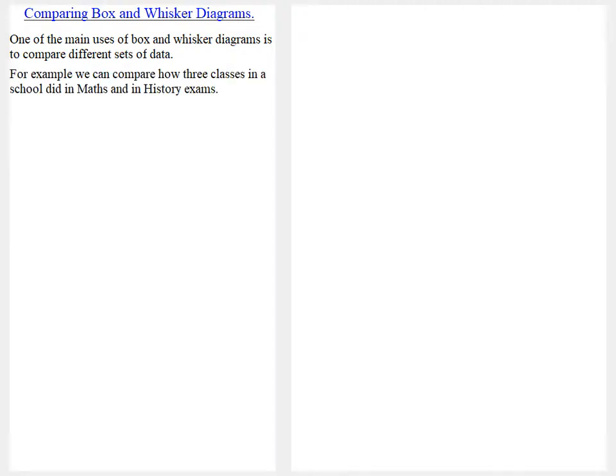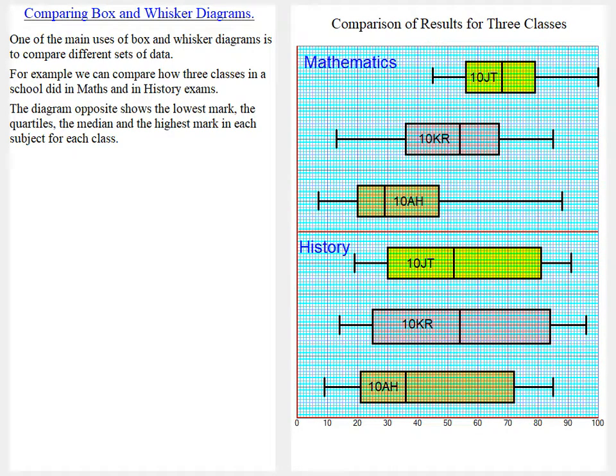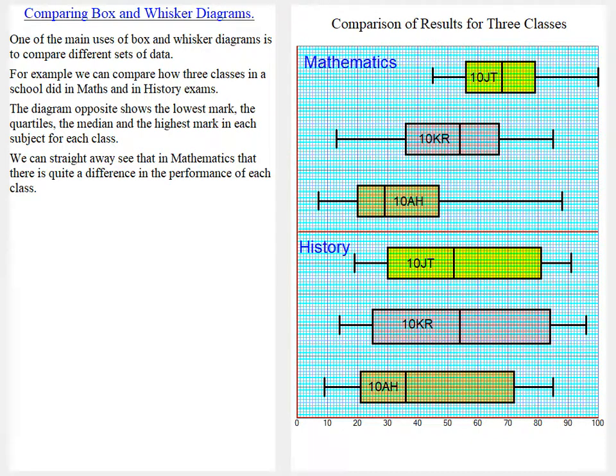Comparing box and whisker diagrams. Now one of the main reasons for drawing box and whisker diagrams is to compare different sets of data. For example, we can compare how 3 classes in a school did in maths and in history exams. The diagram opposite shows the lowest mark, the quartiles, the median, and the highest mark in each subject for each class. We can straight away see in mathematics that there's quite a difference in the performance of each class. Perhaps the classes had been arranged according to maths and science ability.